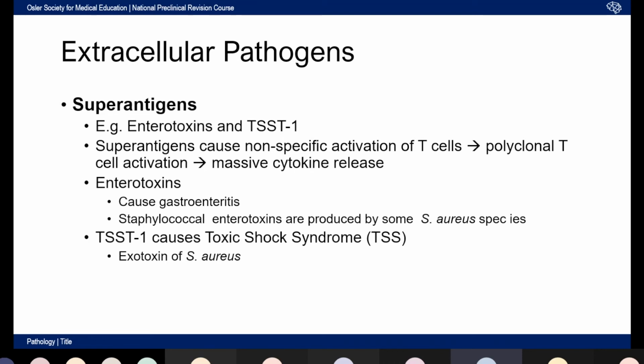And some examples of this are TSST-1, toxic shock syndrome toxin 1, which is an exotoxin of Staph aureus, which causes toxic shock syndrome, and also enterotoxins, which are a staphylococcal toxin that cause gastroenteritis, so that's food poisoning.